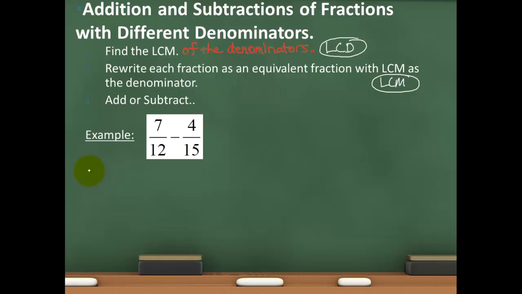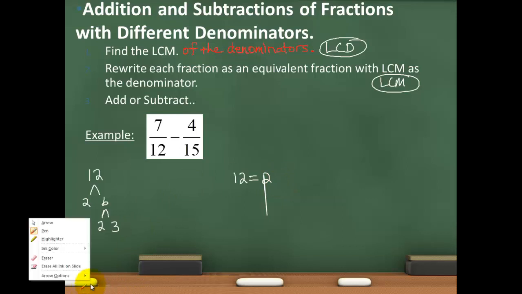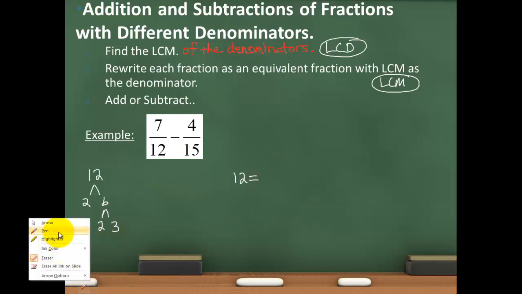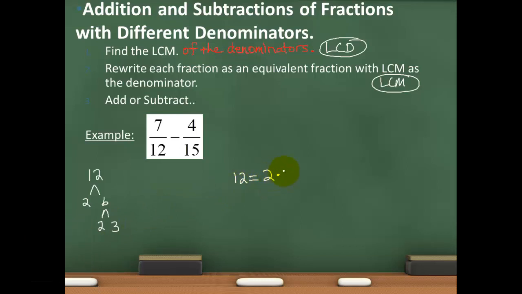All right? So I'm going to start with 12, right? 2 and 6 is the same thing as 2 and 3. So I can write 12 as 2 times 2 times 3. And then I'm going to find the prime factorization of 15. It's not even, so I'm going to go to 3. 15 can be written as 3 times 5. And so I get 15 as 3 times 5.